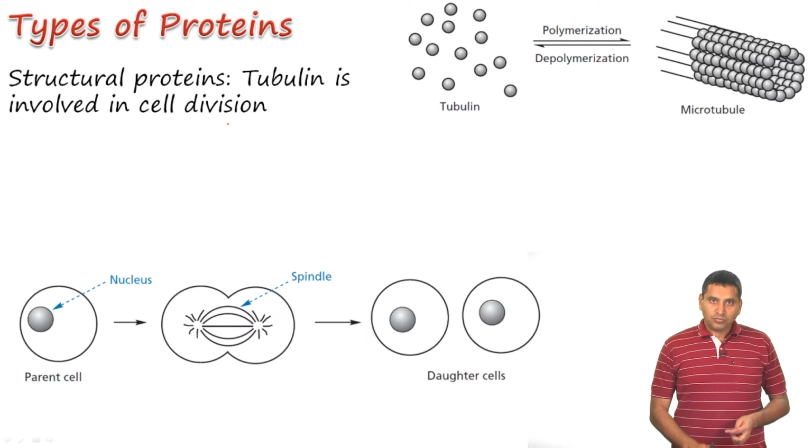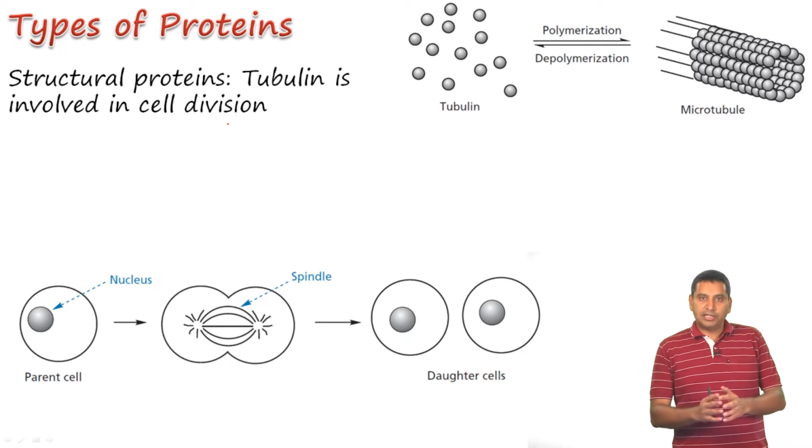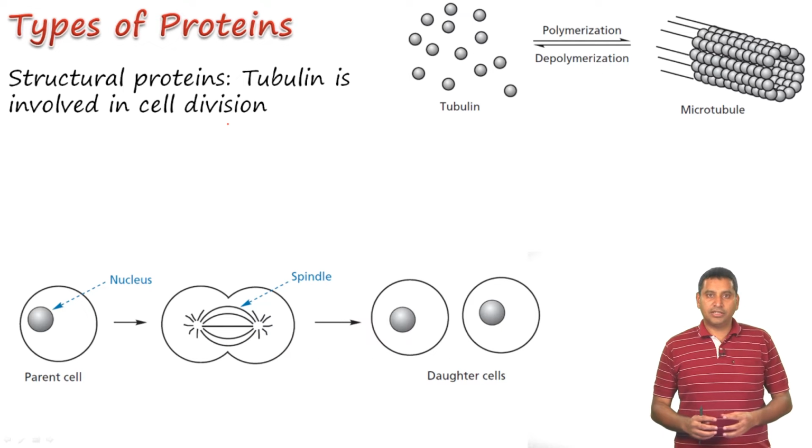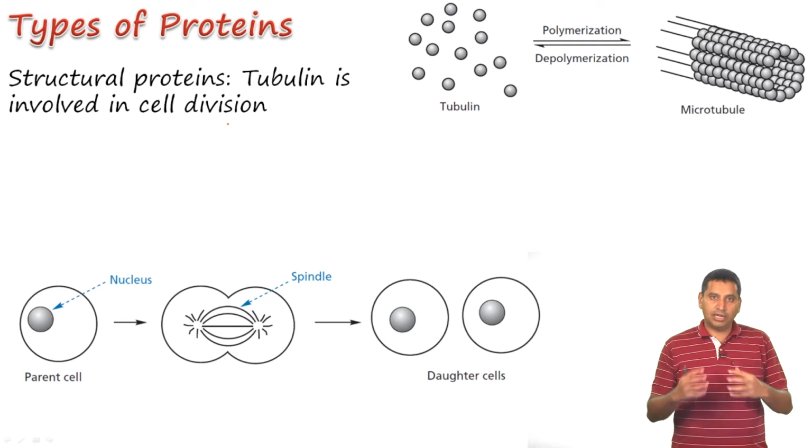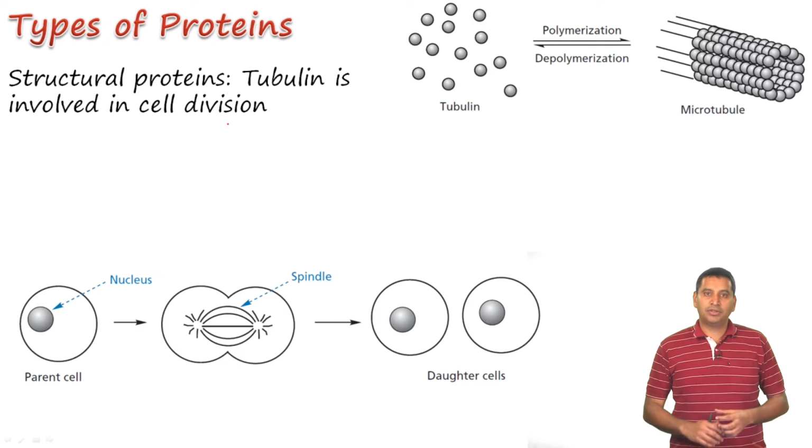Before we go there, let us look at the different types of proteins and how they are classified. The first class of protein that we shall look at are structural proteins, and these are proteins which, as the name suggests, help with maintaining the structure of the cell. An example here is tubulin.